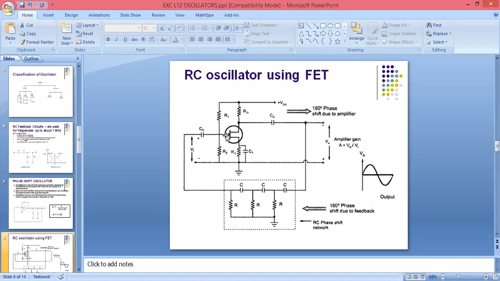I have drawn the diagram using the JFET. You can draw here by using the MOSFET. सिर्फ यहाँ पे what will be the difference? The difference will be only the symbol. यहाँ पे सिर्फ उसका symbol change होगा. Remaining circuit will remain as it is.